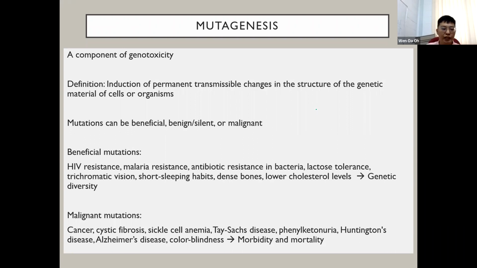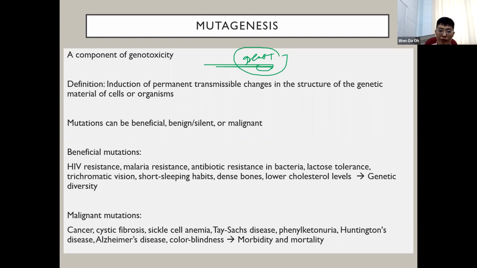Okay, then we have mutagenesis, whereby we'll talk about the effects of mutagens. This is a component of genotoxicity. Like I said, if this is genotoxicity, you have a small portion of it as mutagens, a small subset of the genotoxicity. Generally, it means that the genotoxin induces an effect to the DNA until it can cause a mutation.